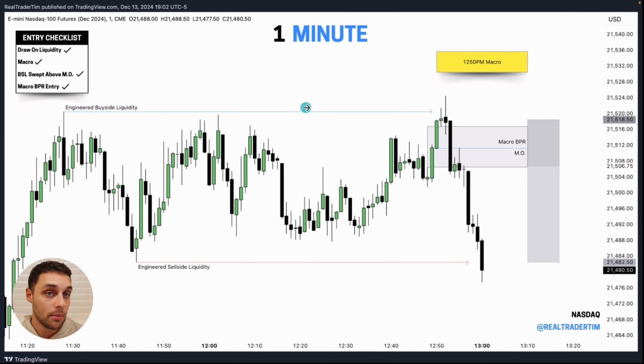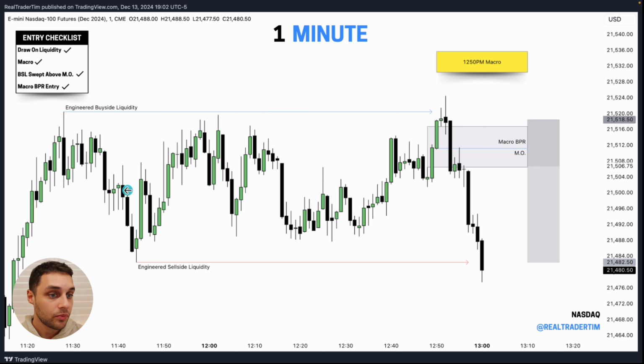So we're still on the 1 minute time frame. We're still on NASDAQ. And now we're going to look at a bearish example during the 12:50 to 1:10 p.m. Eastern time macro. We're not changing how we read price. We're not changing how we engage with the market. We're looking for the same signatures, and we have a specific time window that we can operate. Time is the major advantage.